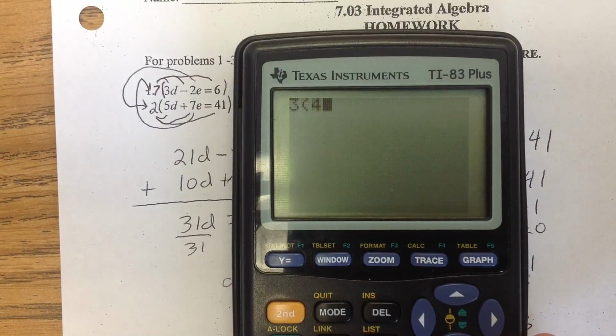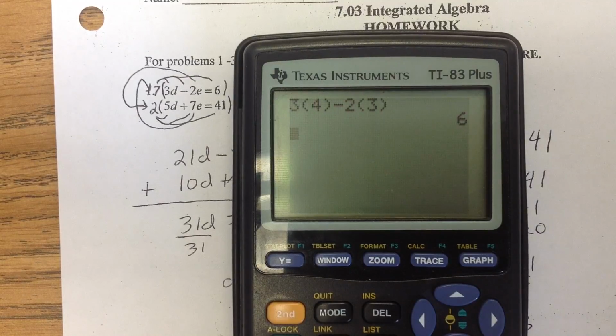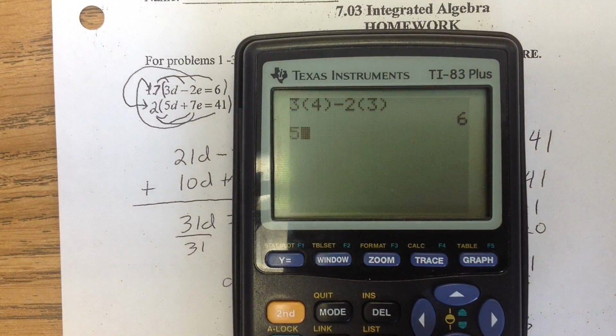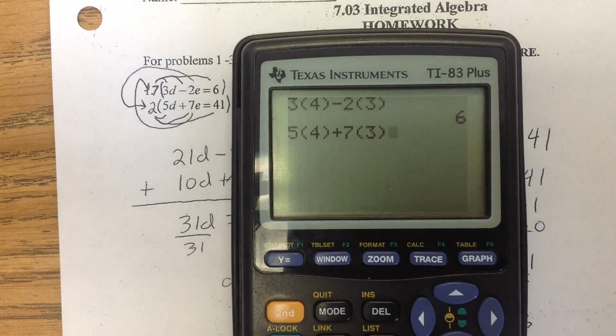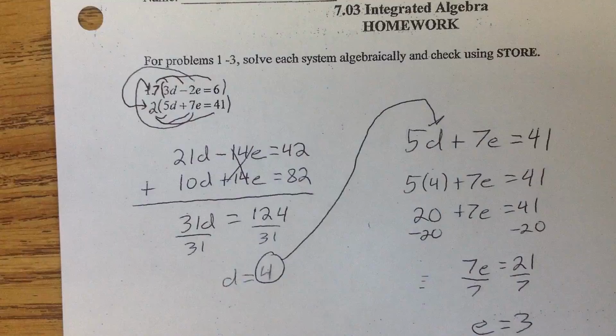3 times 4 minus 2 times 3, and hopefully we get 6, and we do. And then for the second one, it would be 5 times 4 plus 7 times 3, and hopefully we get 41, and we get 41. So we are good to go on this first problem.